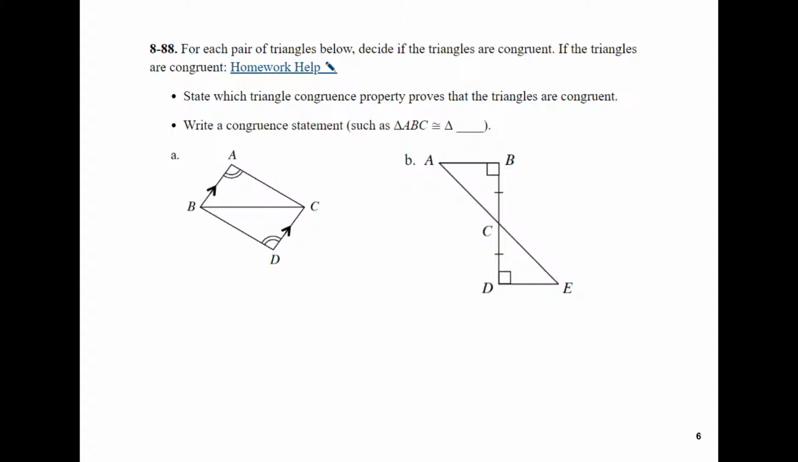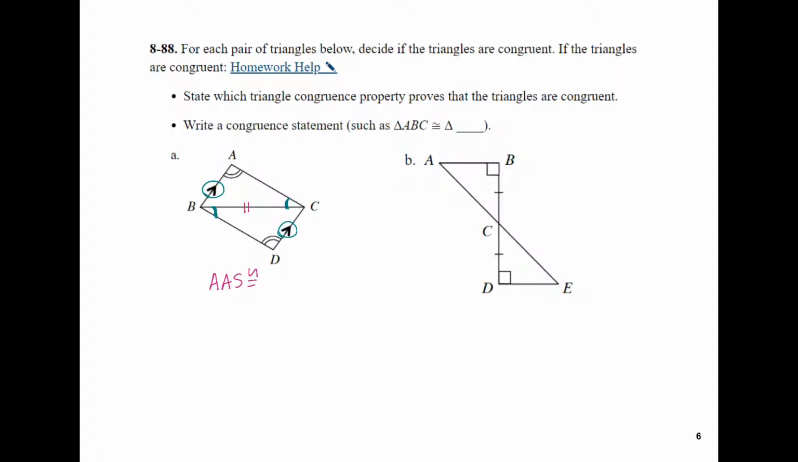8-88, for each pair of triangles below, decide if the triangles are congruent. If the triangles are congruent, state which triangle property proves that the triangles are congruent, and write a congruent statement such as triangle ABC is congruent to triangle blank. Looking at letter A, I have two parallel lines cut by a transversal, so I can state that my alternate interior angles are congruent. I then can state that BC is a shared side, so my triangles are congruent by the angle-angle-side congruency theorem.